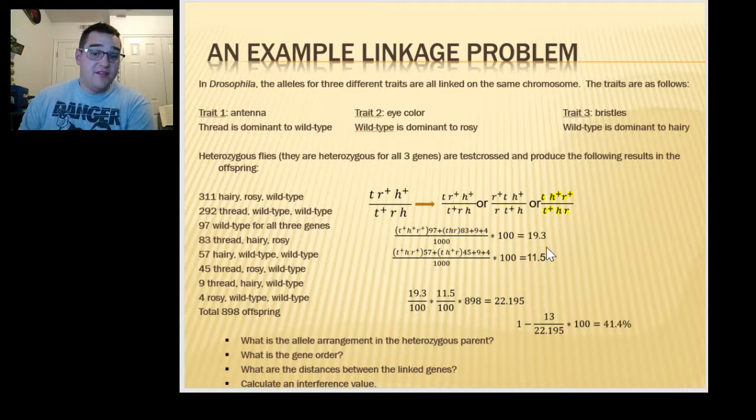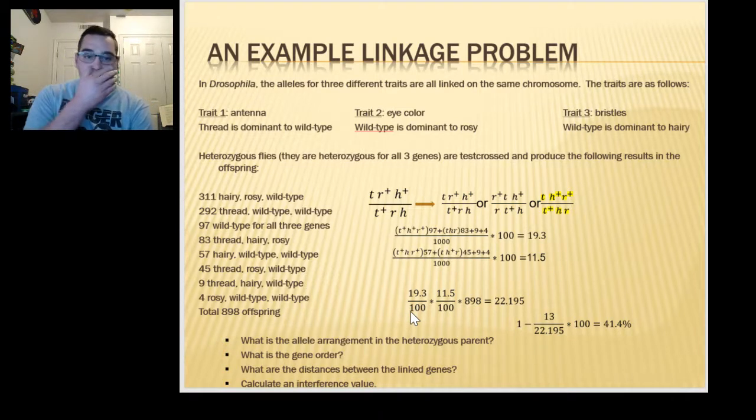And so these are the distances between your linked genes. You have H in the middle, and you have 19.3 on one side and 11.5 on the other. And so that's the distances between your linked genes. Then it's going to ask you to calculate the interference value.